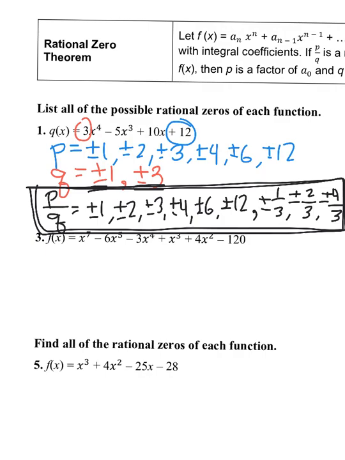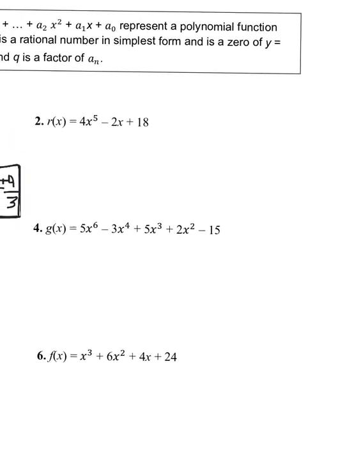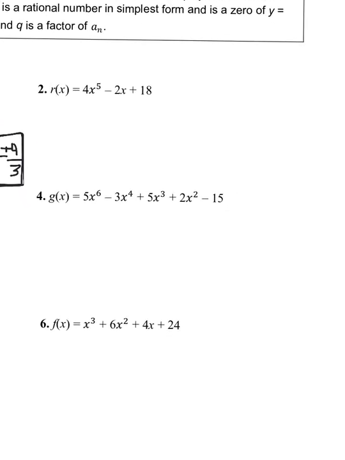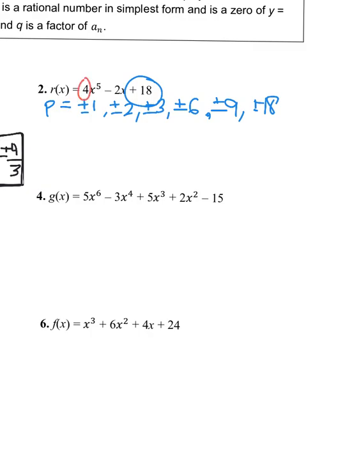All right, let me show you one more time with number 2. Okay, so the first thing I'm going to do is list all the factors of my constant 18. So plus or minus 1, 2, 3, 6, 9, and 18. And I'm going to do the same thing but with the leading coefficient of 4. So I get 1, 2, and 4.